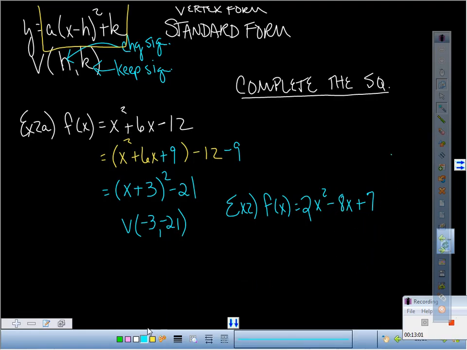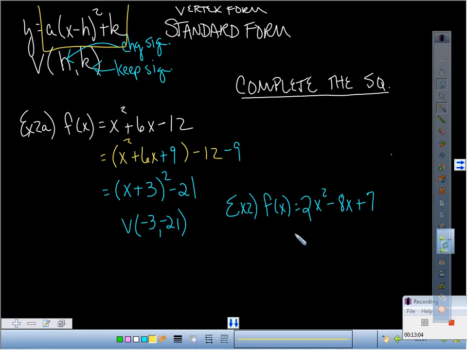Okay. What's different about this one? There's a 2 in front of the x squared. So if you remember the rules for completing the square, you cannot complete the square unless the coefficient of the quadratic, that's the number in front of x squared, is 1.